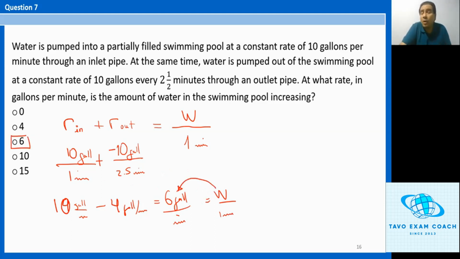That is it. So we can also use the concept of work with rates of activities that are performed at the same time.